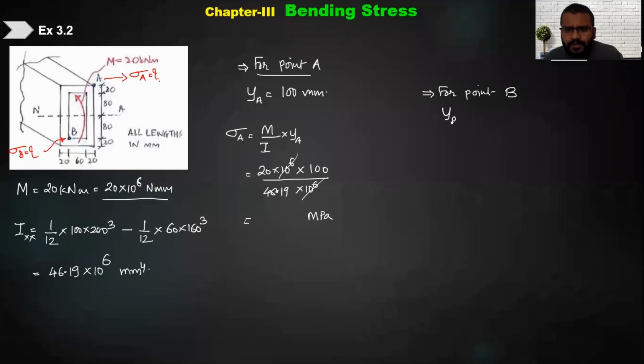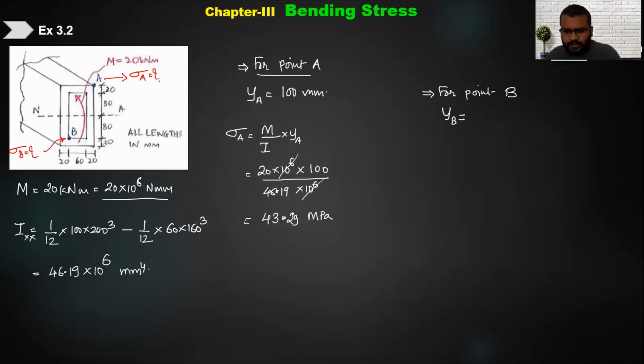And similarly for B, give me the answer. 43.29. Very good. Now, what about point B? What is the value for YB for point B?